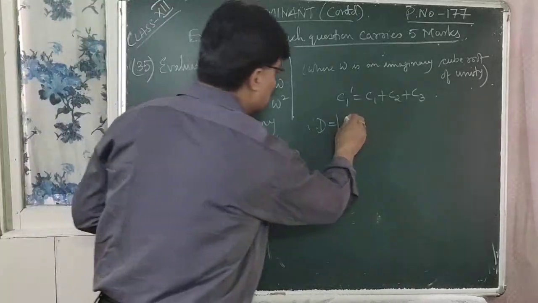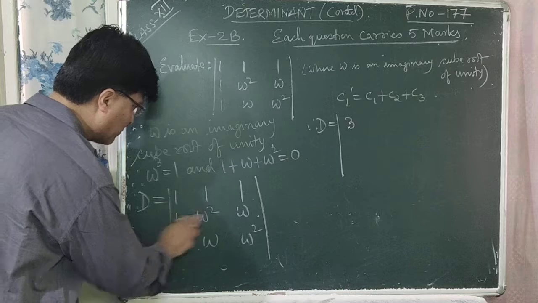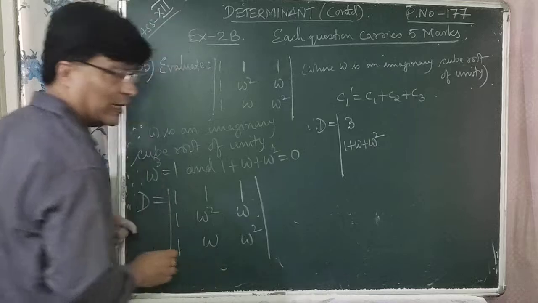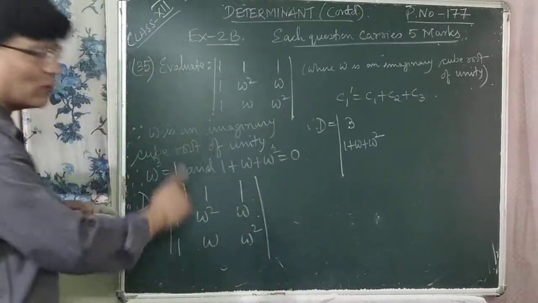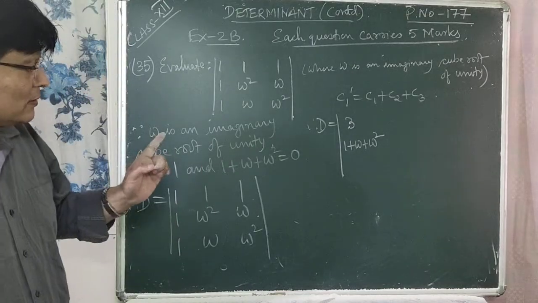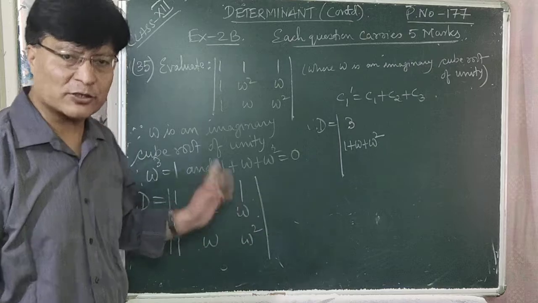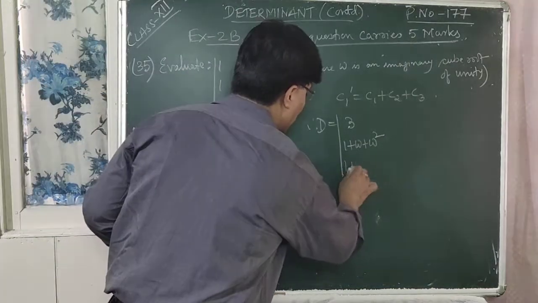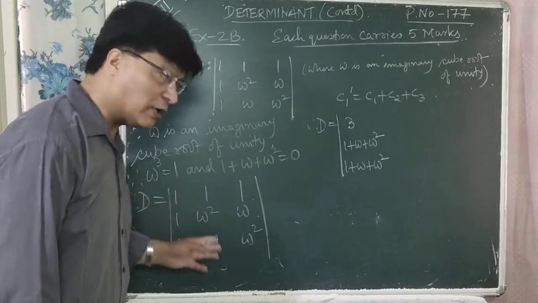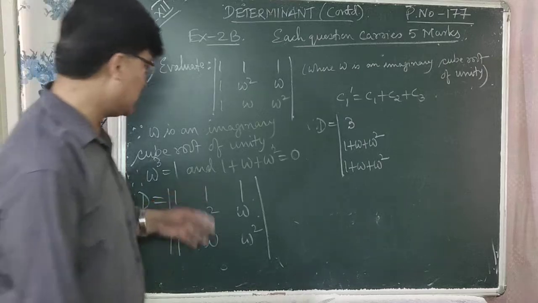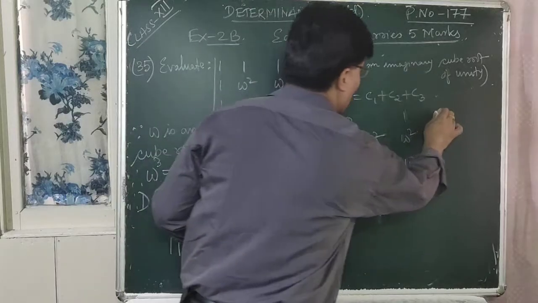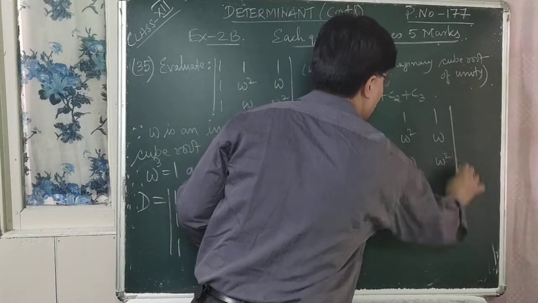1 plus 1, what is it? 3. Next, 1 plus omega square. Next, again, all the elements of the third row are added and it is written in the third element of the first column. What is it? 1 plus omega square, right? So now the second column and the third column remain the same. So it is 1, omega square, omega. What is the third column? 1, omega, omega square.